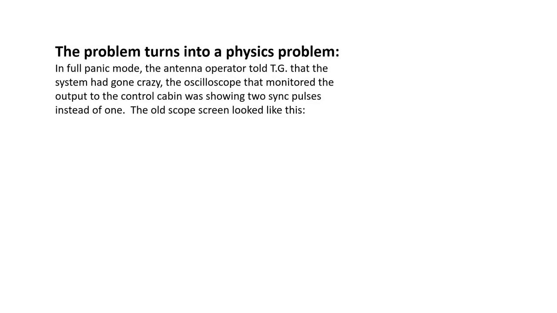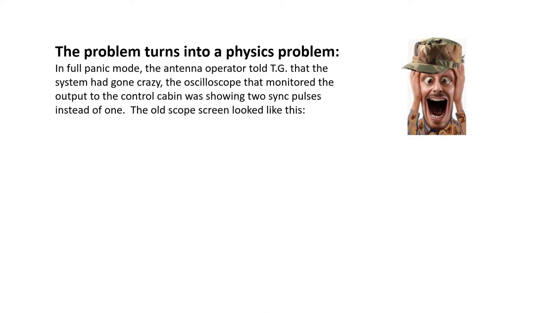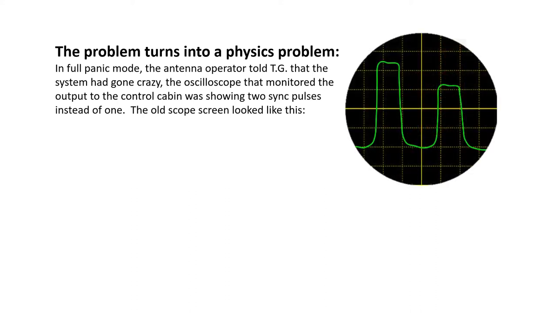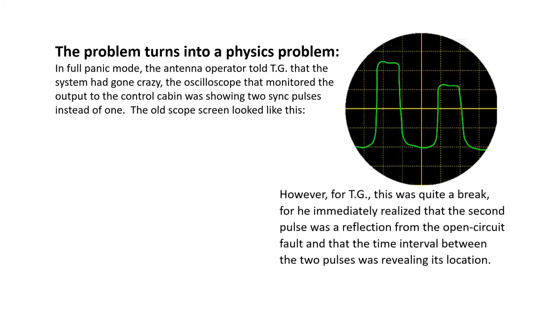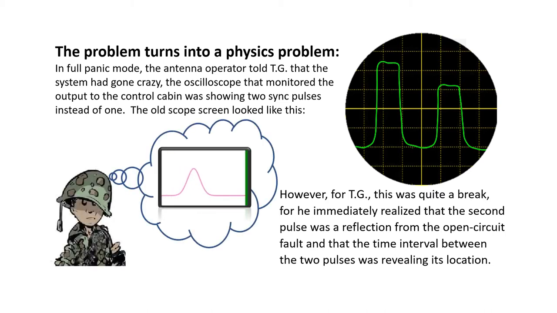The problem turns into a physics problem. In full panic mode, the antenna operator told TG that the system had gone crazy. The oscilloscope that monitored the output of the control cabin was showing two pulses instead of one. The old scope screen looked like this. However, for TG, this was quite a break, for he immediately realized that the second pulse was a reflection from the open circuit fault, and that the time interval between the two pulses was revealing its location.